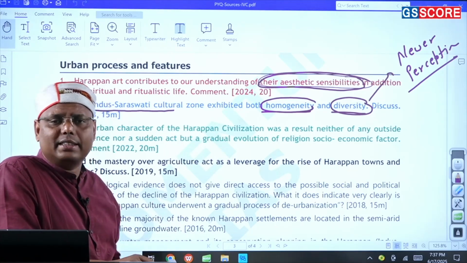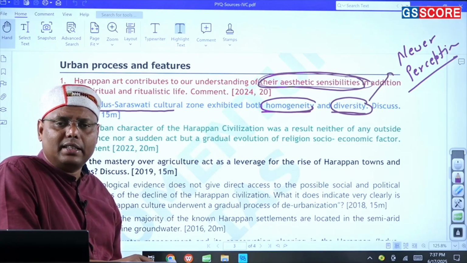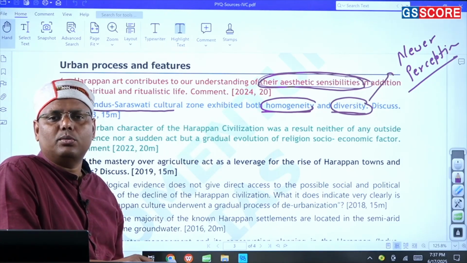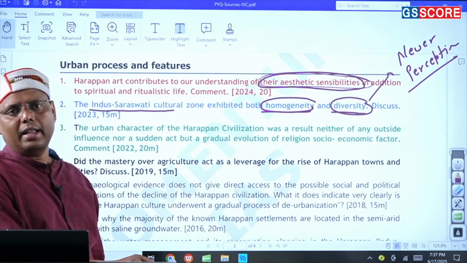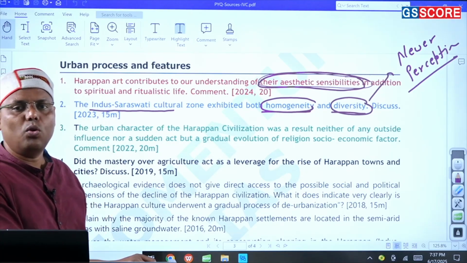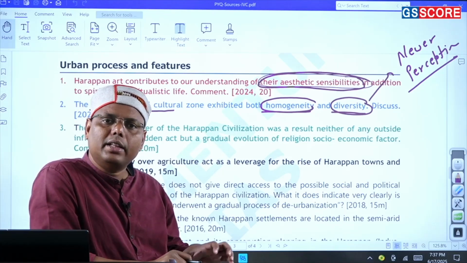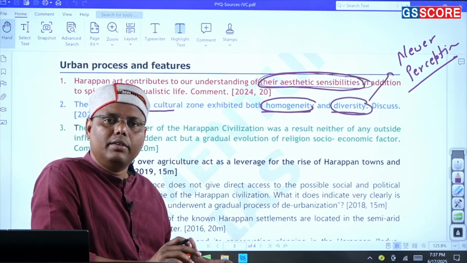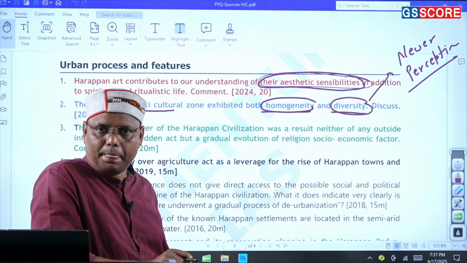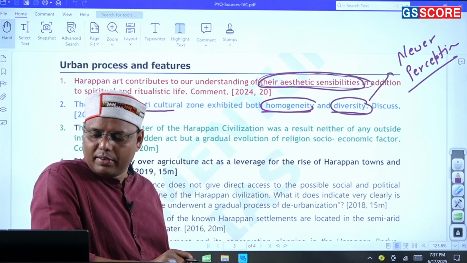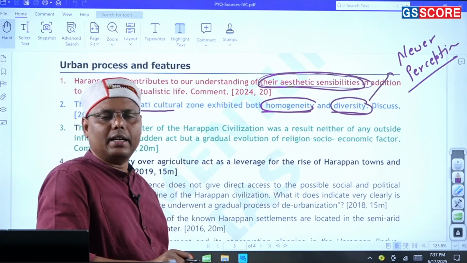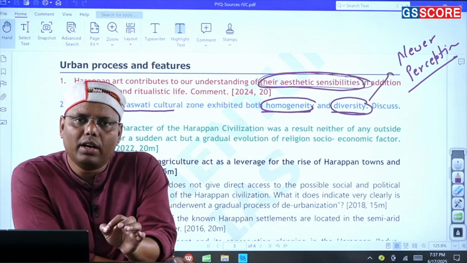But what is the recent trend in the study of Harappan civilization? Not only homogeneity. Of course homogeneity was there, but it was overemphasized or exaggerated many times. Now they have started emphasizing the differences, or let's say diversity. I'm giving you a couple of examples to make you understand it better, such as Dholavira.